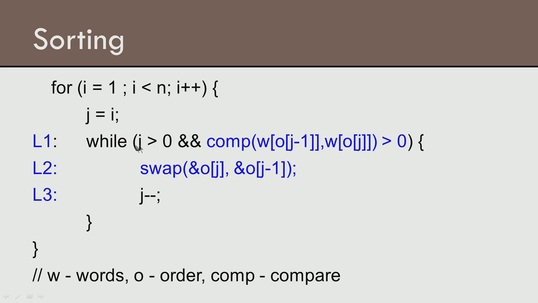So, let us look at this comparison. In the ith iteration, j is set to i, then while j is more than 0, and here j is decremented, we compare the word whose order is j minus 1 and the word whose order is j, and if the comparison gives you a value more than 0, which means they must be exchanged, then we swap the values of order of j and order of j minus 1, then we decrement j.